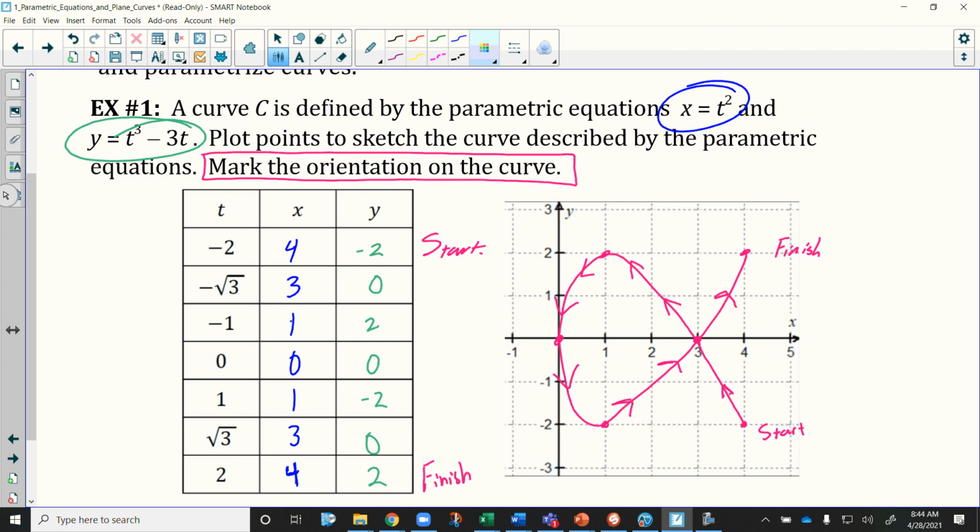And that's what it means to mark the orientation on the curve. So where we started and where we finished, we'll be able to identify the path that a particle would take over any given value of time for these particular parametric equations.